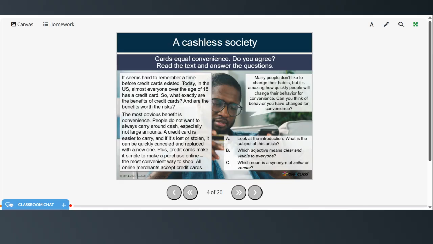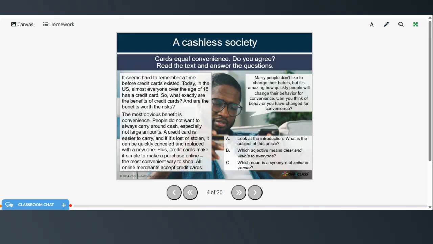So you can read the text and then answer the questions. You can either pause the video and read on your own, or you can follow along as I read. It seems hard to remember a time before credit cards existed. Today, in the US, almost everyone over the age of 18 has a credit card. So what exactly are the benefits of credit cards, and are the benefits worth the risks?